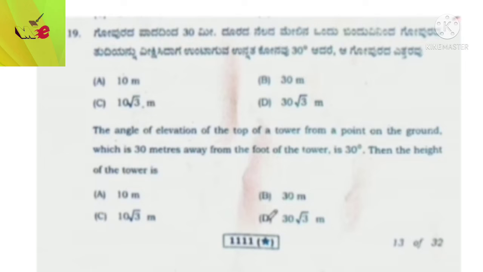Next one: the angle of elevation of the top of a tower from a point on the ground, which is 30 meters from the tower foot, is 30 degrees. Then the height of the tower is... So that is option C, 10 root 3 meter.